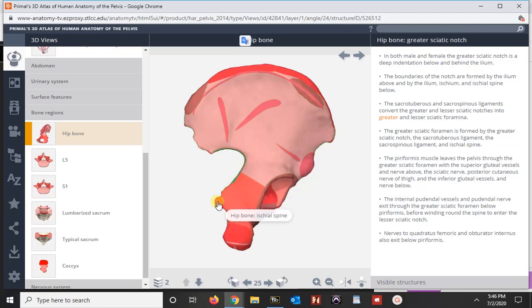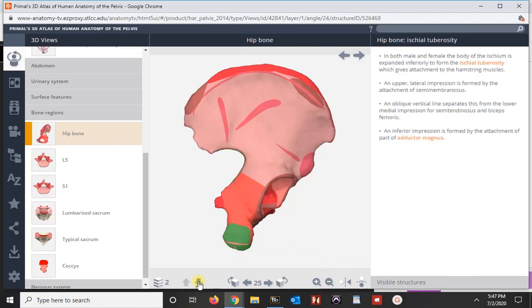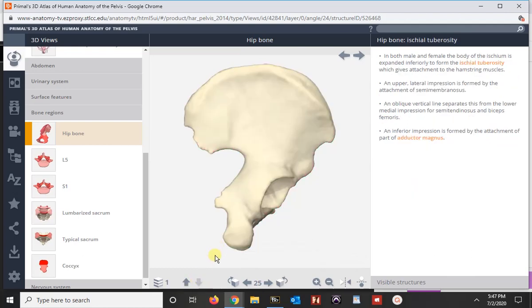And here's the ischial spine, body of the ischium. And here's the ischial tuberosity, this whole thing down here. So if you look at this just by itself, here was the ischial tuberosity, the ischial spine, the greater sciatic notch, the posterior inferior iliac spine, the posterior superior iliac spine. Here's the whole iliac crest in the back, the posterior section of the iliac crest.